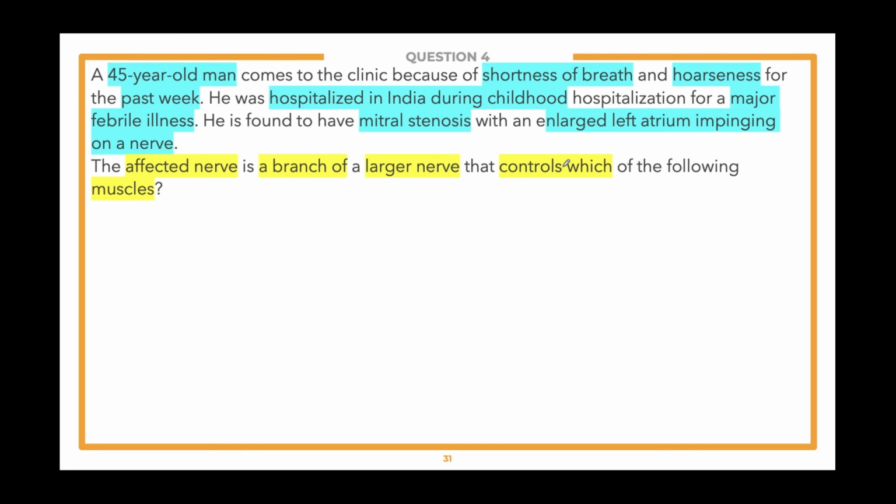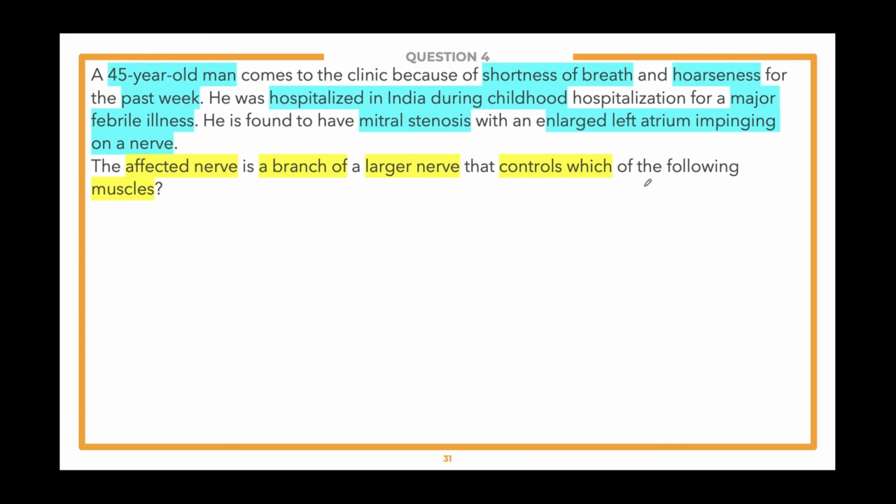Now we're told, and we're being asked, that that affected nerve is a branch of a larger nerve, and it controls what muscle? So I think we've got a few steps here. One, we've got to figure out what is the affected nerve. Two, what is the larger nerve that it is a branch of? And then three, what muscles does it control? So I think a nice three-step question here.